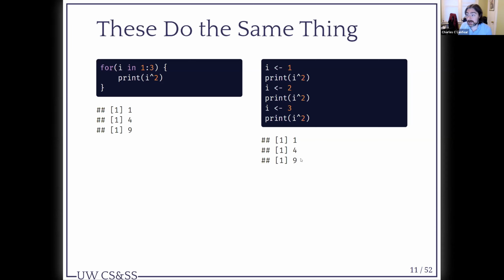This code here gives you the exact same result. These look the same because they are doing exactly the same thing. The code that's running on the left is identical to the code running on the right. The only difference is we've used this for loop to do these assignments for us. It does the assignment and then runs the code in it. Okay? Does that make sense?